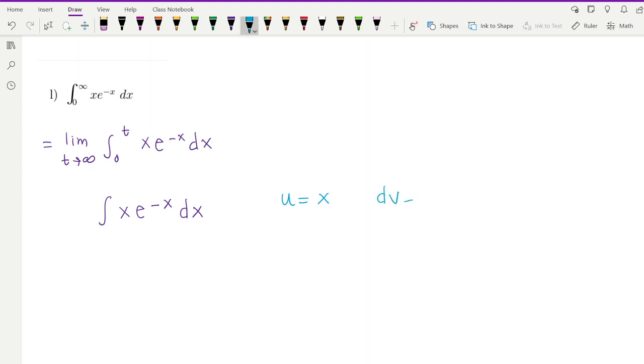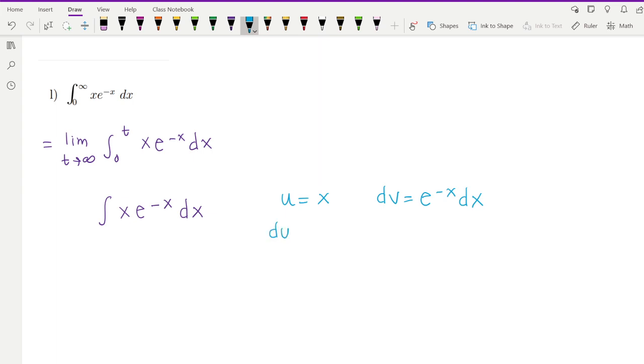And then the other function, e to the negative x, well, that one doesn't really change very much when you take its derivative or antiderivative, right? And so it's a good choice for dv because taking its antiderivative won't make things more complicated.